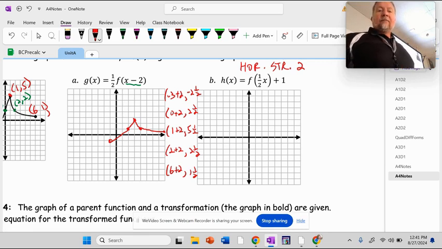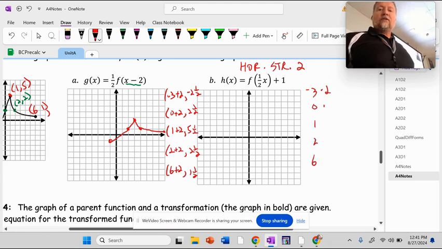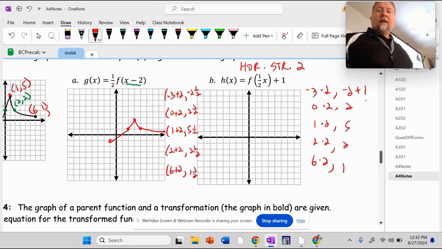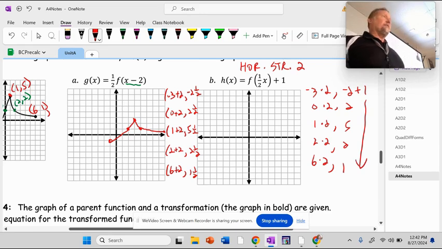We got -3, 0, 1, 2, 6. And I'm going to multiply them all by 2. That is the horizontal stretch factor. And then I'm going to take all the y's and add 1. Actually, I could just do it that way. So it's -2, 2, 5, 2, and 1. And I'm going to add 1 to all of them instead of having to write that all the time.